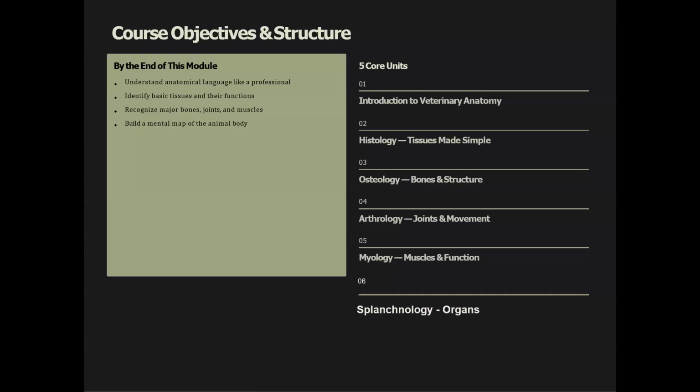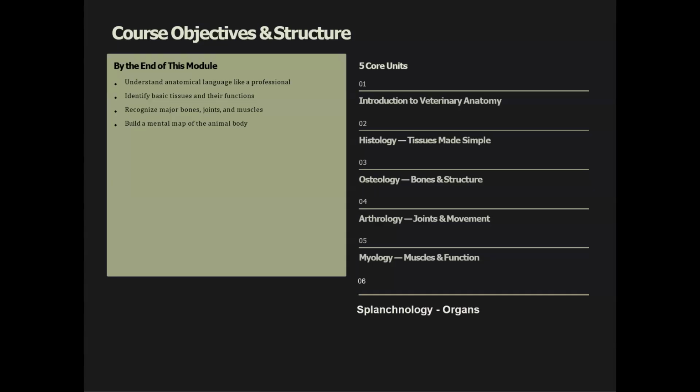And we'll go further to talk about osteology, which is the bones and structure. We'll talk about arthrology, which is joints and movement. Myology, which is the muscles and function. Then lastly, we'll talk about splanchnology, which has to do with what? The internal organs. Okay? Yes.